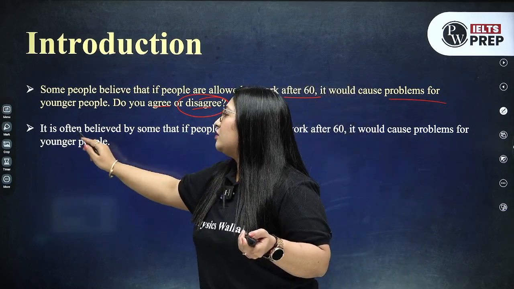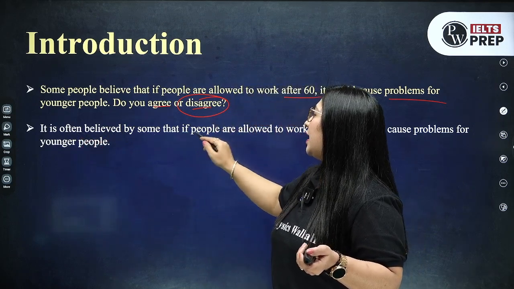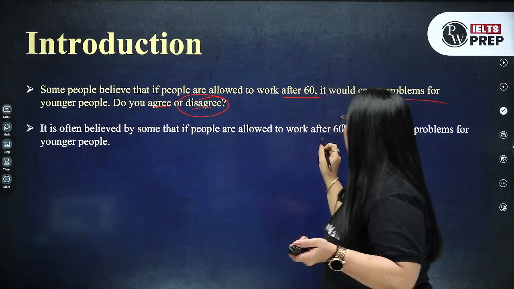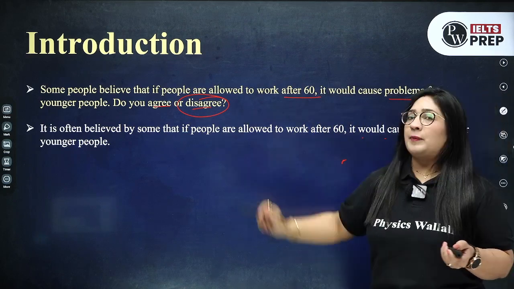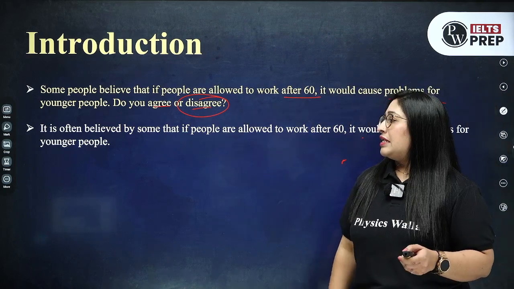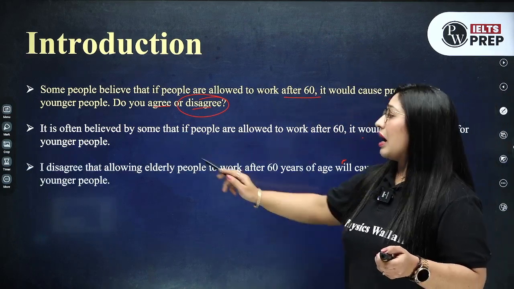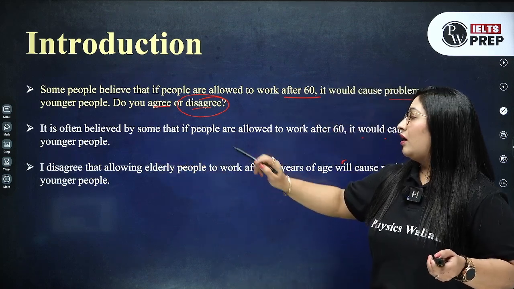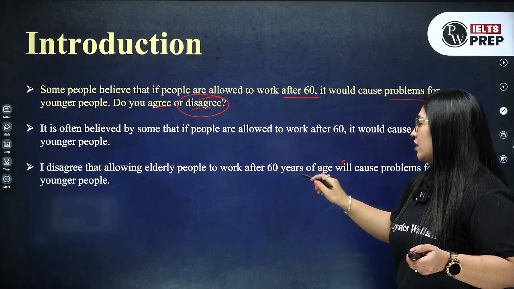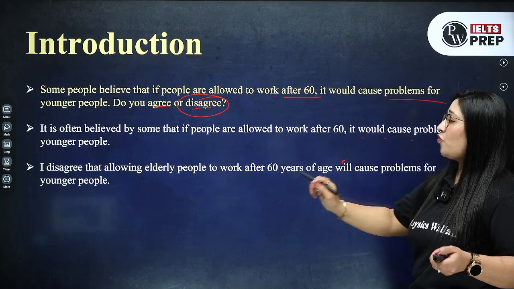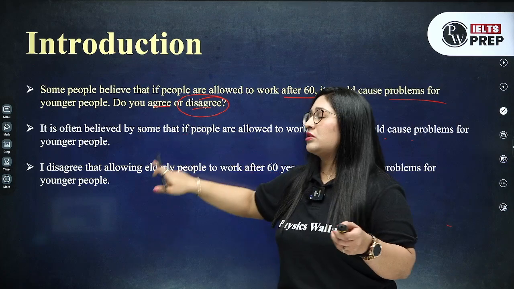मैंने यहाँ लिखा, it is often believed by some that if people are allowed to work after 60, it would cause problems for younger people. First step done. Second मैंने लिखा, I disagree that allowing elderly people to work after 60 years of age will cause problems for younger generation. तो ये जो टॉपिक है उससे मैं डिसएग्री करती हूँ.